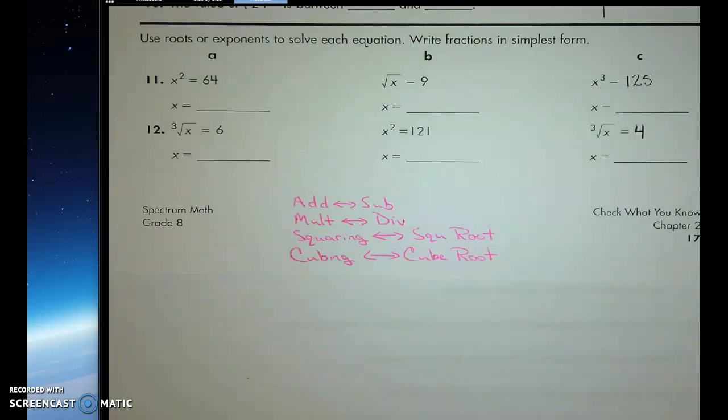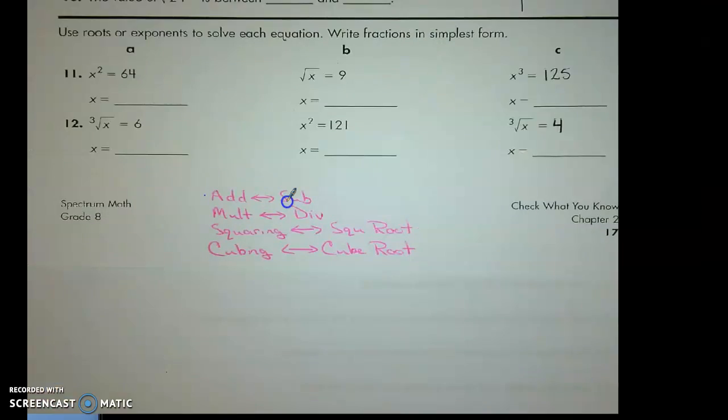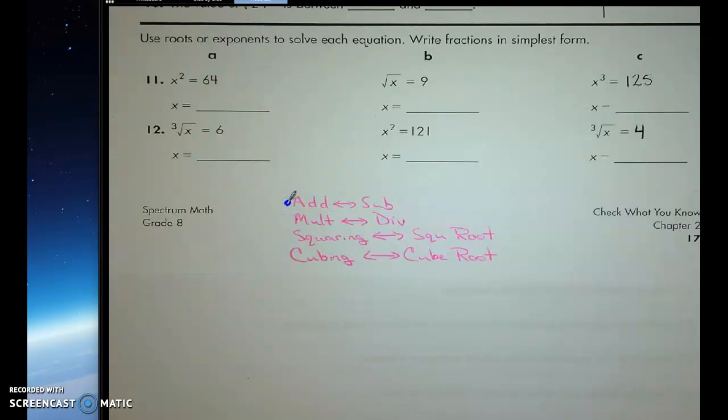Okay, so let's go ahead and look at the bottom section of this paper. We're going to do it like we did before. I'm going to look at column A, get you started on column B, and then column C you'll be totally on your own. Now before we start looking at them, as a reminder, remember that we have our inverse operations. Add and subtract are inverse. Subtract undoes addition, addition undoes subtraction. Multiplication and division are inverse operations. Multiplication undoes division, division undoes multiplication.